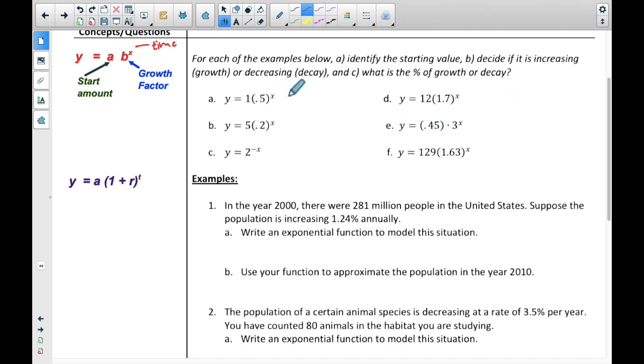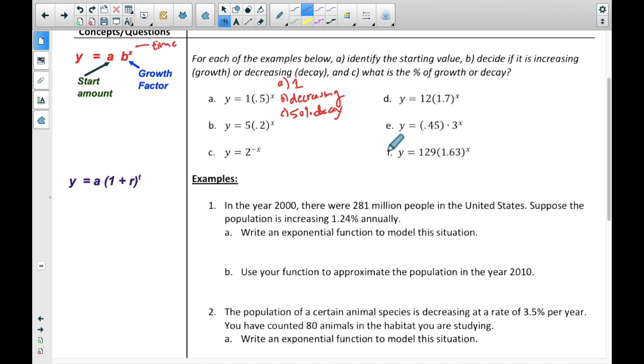Let's look at number one. On the first one, the initial value, the starting value, is 1. It starts at 1. Is it increasing or decreasing? Do you remember that if that number is above 1, it's increasing, but if it's between 0 and 1, it is decreasing. So this one is decreasing. And the third part is, what is the percent of growth or decay? Well, we have a 0.5. Doesn't that mean half? So doesn't that mean we are losing 50%? So we have a 50% decay on that problem.